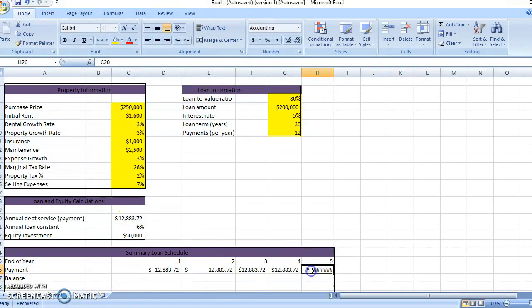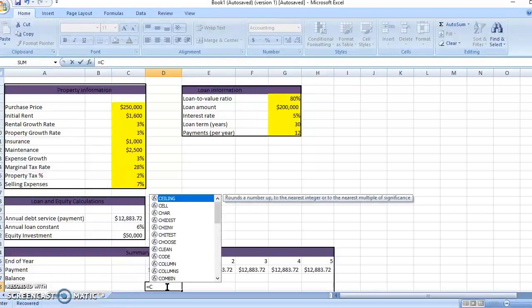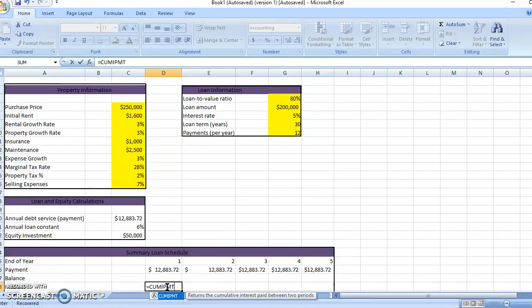I'm not sure why it does that, so I'm actually going to just fill this one out on my own. But it's the same thing. So then we're going to go to interest instead of balance first. And we're going to do cumulative interest payment and multiply it. And then we're going to do the interest rate divided by the payments per year.